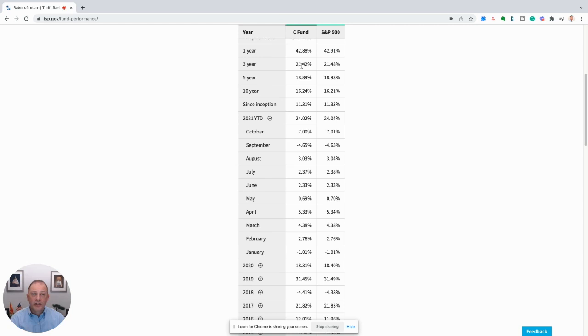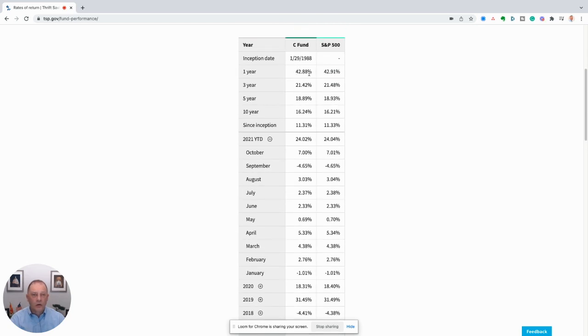Okay. Rates of return, as we talked about before, really good. Look how close they are to the S&P 500 in all of these different areas. They're really good. Now, in the short term, this has done very well, but it's also done good since inception. Again, just great numbers. Year to date, we're up there at 24%. Still really good numbers.